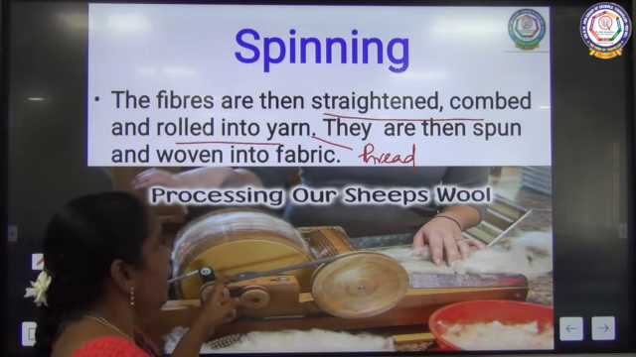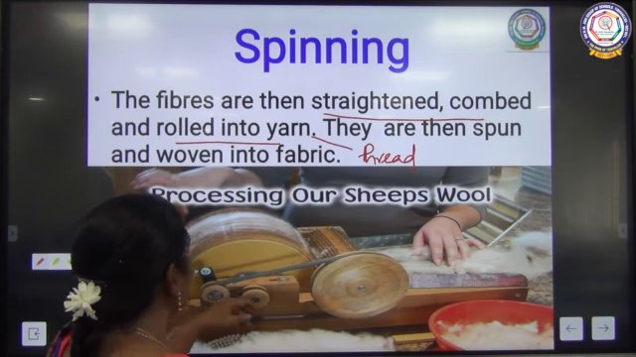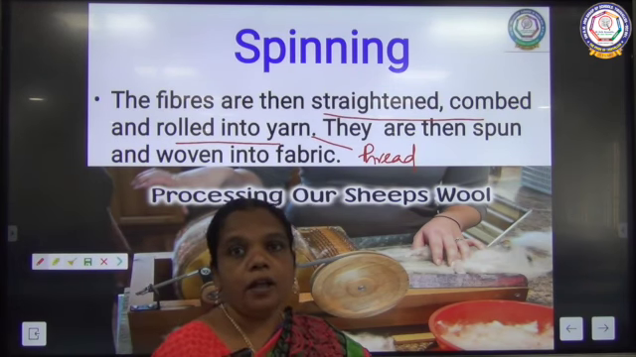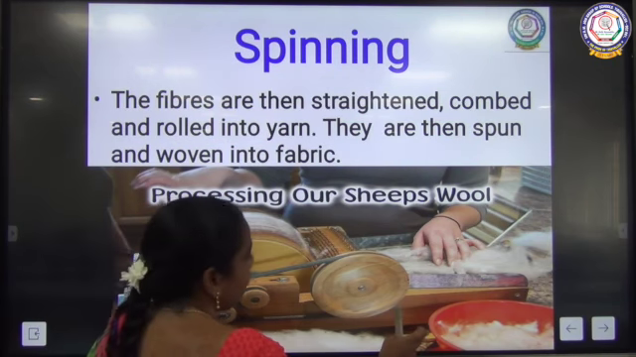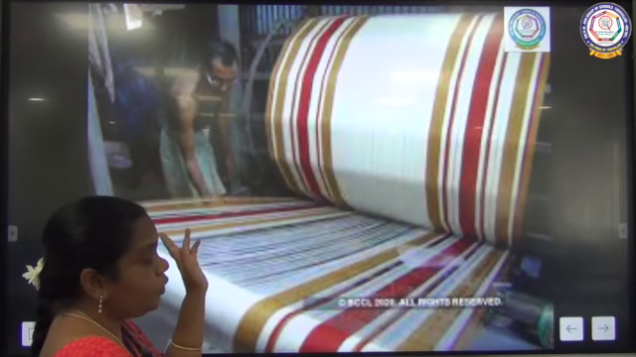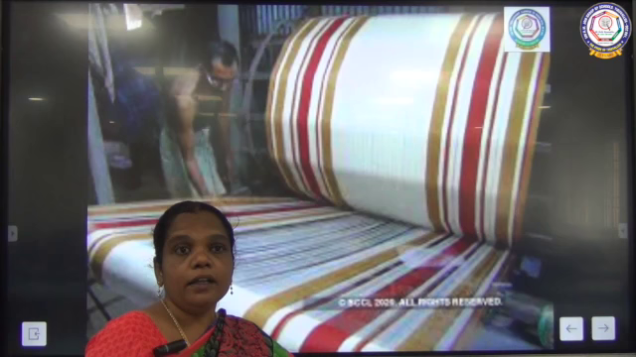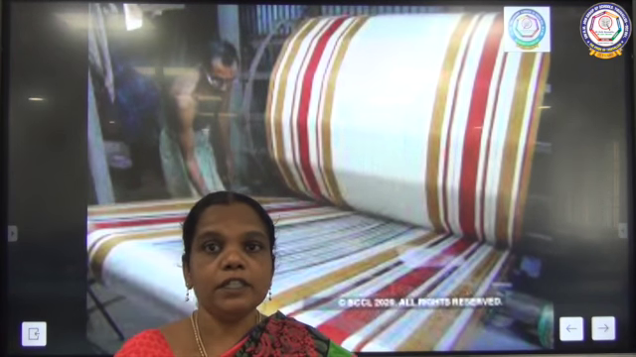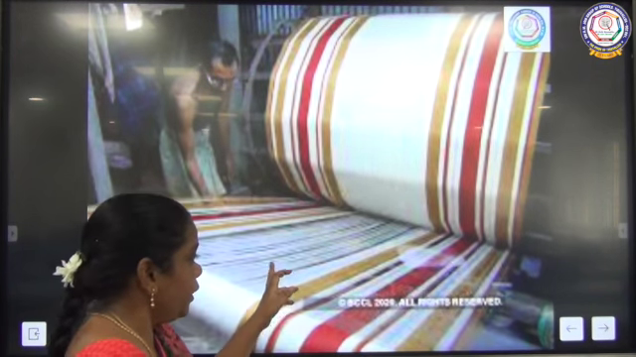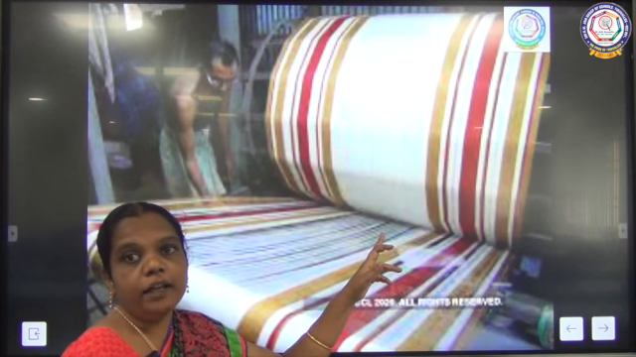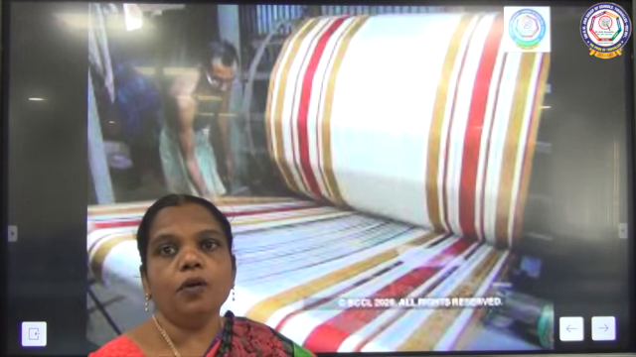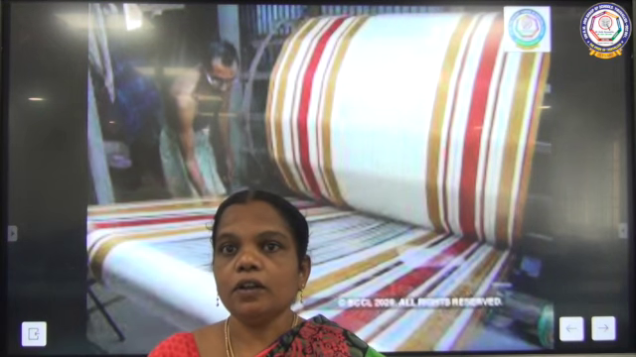By spinning. After that, they are allowed to spin in an oven, and then listen here, see how they are going to make it into a dress. By spinning the thread or twisting the thread, they are making the fabrics. So finally, they make the fabric from the wool. Understand? So these are all the processes of making fabric from wool.